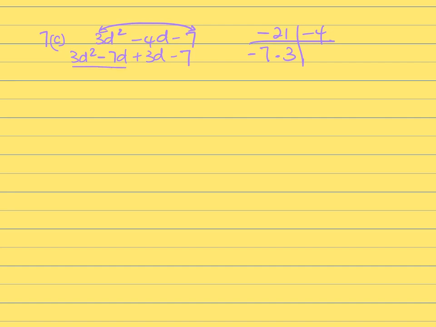7c. 3d squared minus 4d minus 7. So we're looking for factors of minus 21 that add to minus 4. So we could look at minus 7 by 3. So 3d squared minus 7d plus 3d minus 7. Common here is d, so we're left with 3d minus 7. Common here is 1, so we're left with 3d minus 7. 3d minus 7 is now common to both, so we're left with d plus 1.